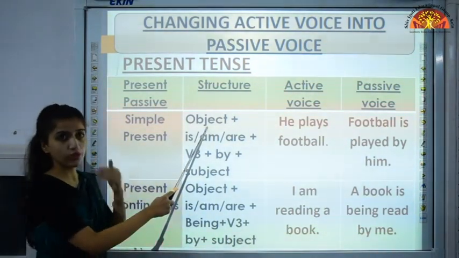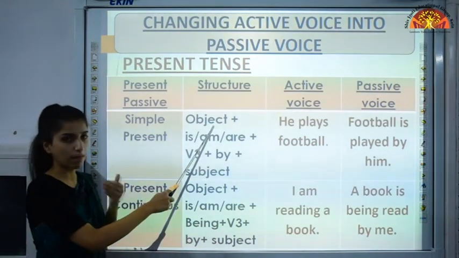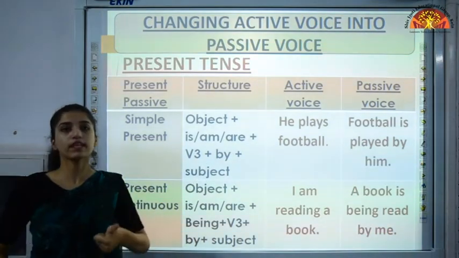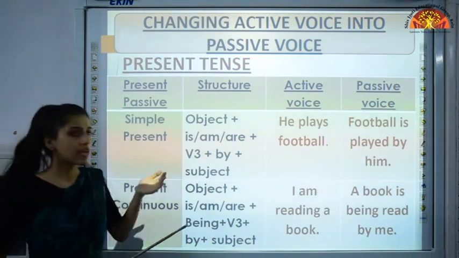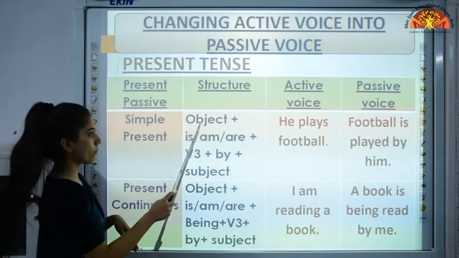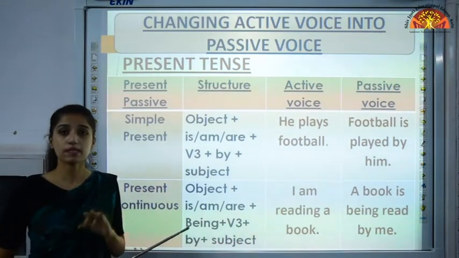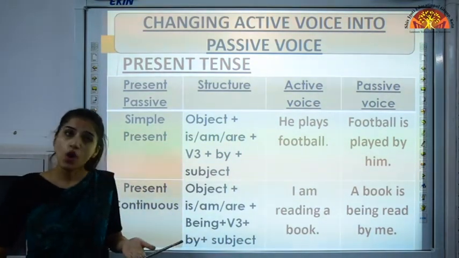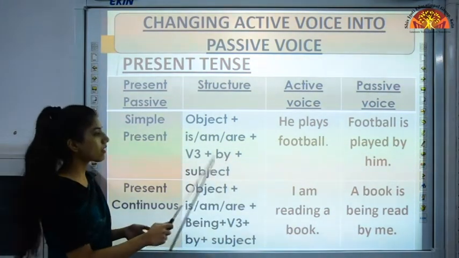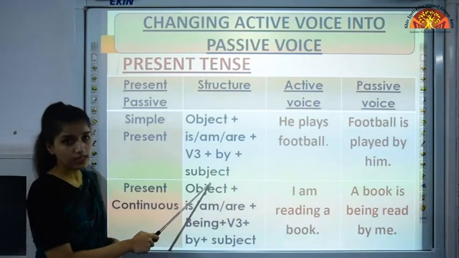Like I told you, whenever we are converting active into passive, object will come first, then is, am or are. If the object is singular, then we will be using is. If the object is plural, then we will be using are. So object plus is, am, are plus the third form of the verb, that is the past participle form of the verb, and then it will be joined by the preposition by, and then after that the subject.